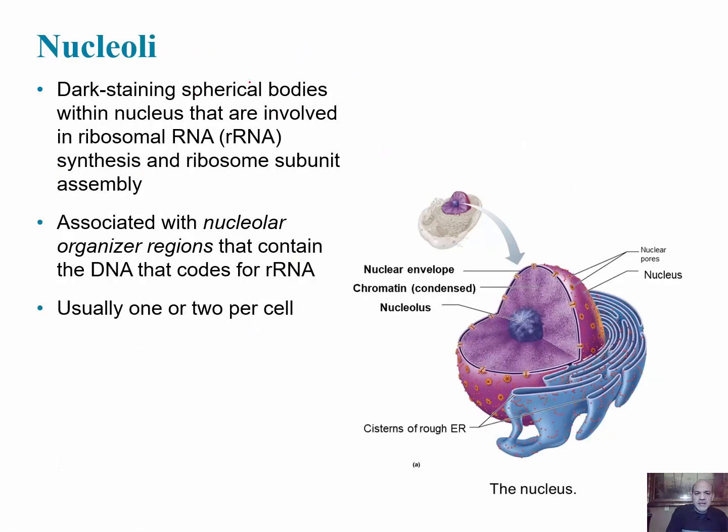The nucleoli, or nucleolus singular, is going to be a dark staining spherical body or bodies in the nucleus, and these are involved in making the ribosomes, or the RNA that is part of the ribosome. It's called ribosomal RNA, and so that's where your ribosomes or your protein factories are made. Once they're made there, then they come out into the cytoplasm through the nuclear pores. Now, the nucleoli are also associated with the nucleolar organizer region and contain DNA that would code for our rRNA, which is ribosomal RNA. Now, there's usually only one or two per cell.